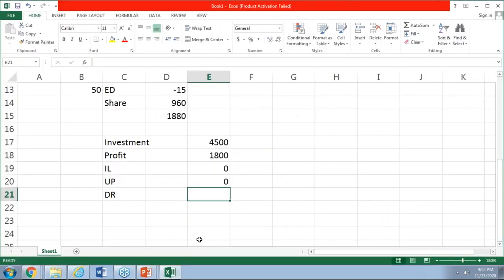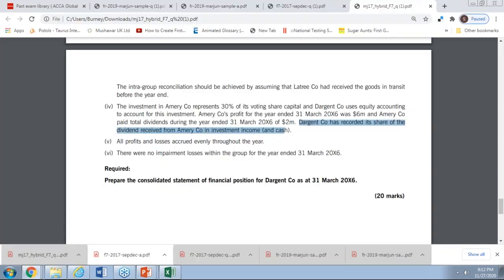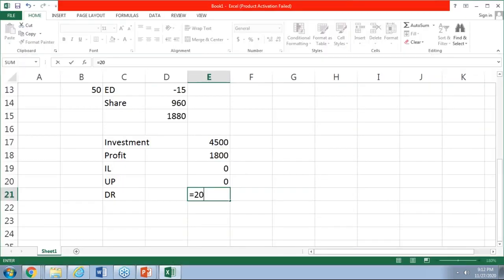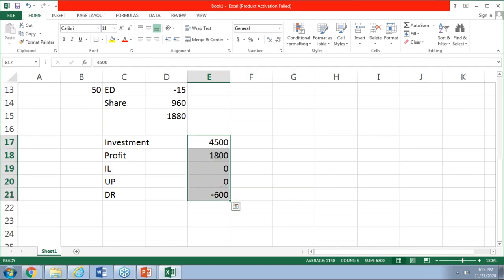So what we are required to do is to reverse the value of the dividend. They have recorded dividend of 2 million. So 2000 into 30%. But this amount should be deducted because we have already recorded the whole of the profit. So no need to record the dividend again. So by adding these figures, we got the value of 5,700.